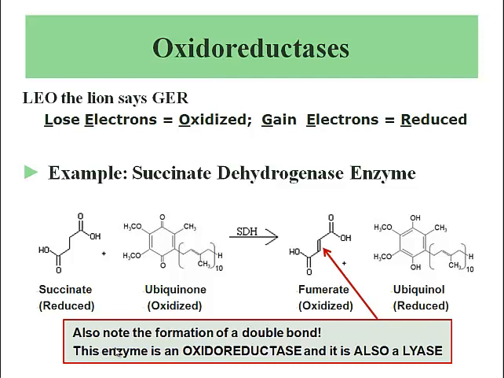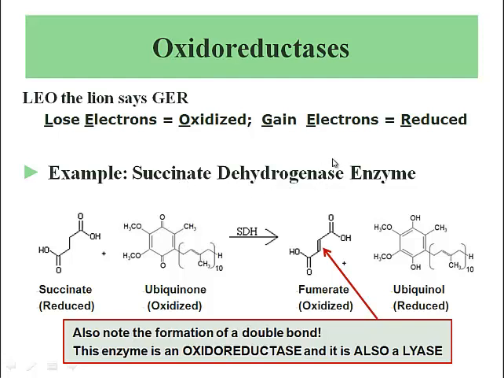So depending upon what feature is the more salient feature that you're trying to discuss with somebody, you might classify this into the oxidoreductase class and speak of it as the oxidoreductase enzyme if you're interested in the electron movement, or you may be interested in the formation of this alkene structure or the aromatic ring structure. And in that case, you may refer to this enzyme as a lyase. So ultimately, it's named as succinate dehydrogenase.